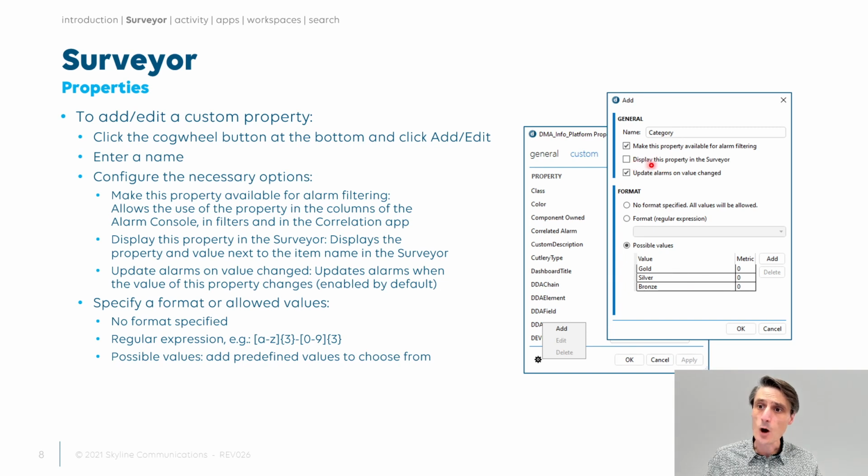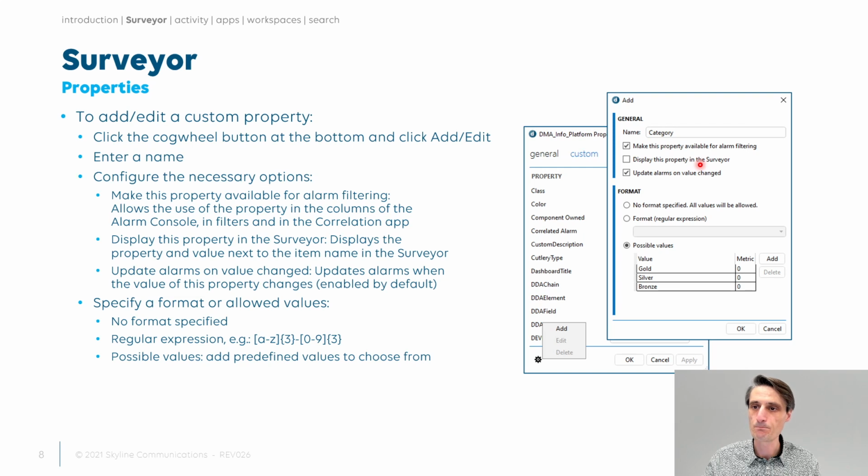The second option is display this property in the Surveyor. That's actually quite interesting. Because if I'm working with some equipment and I select a device or I see a device in my Surveyor, I can immediately visualize next to it if it's a gold, silver, bronze, for instance, or any of the properties that I have available. Of course, I'm not going to display 10 different properties, otherwise the name would have a lengthy series of properties next to it, but just a couple of key things that I want to visualize can be done with activating this checkbox.